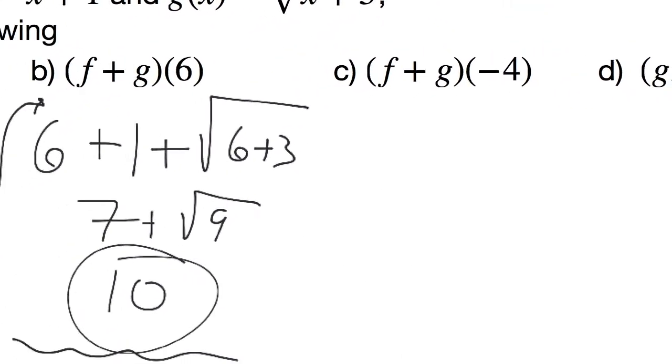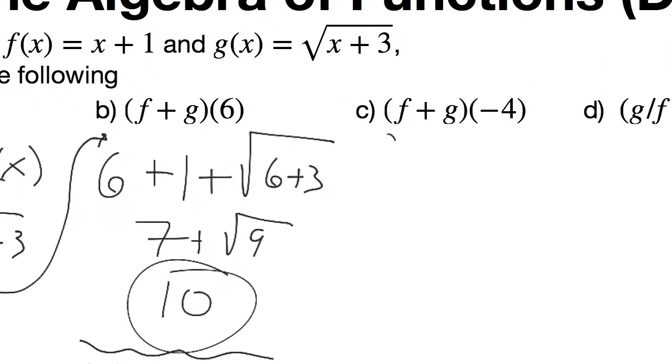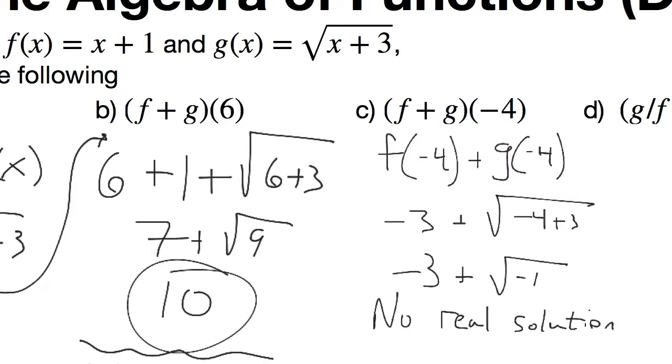Let's do it the second way here. This is really going to be f of negative 4 plus g of negative 4. Well, f of x is x plus 1, so this is negative 3. And this is going to be the square root of negative 4 plus 3. We're going to be asked to find the square root of negative 1. And we can't do it, so this is going to be no real solution.